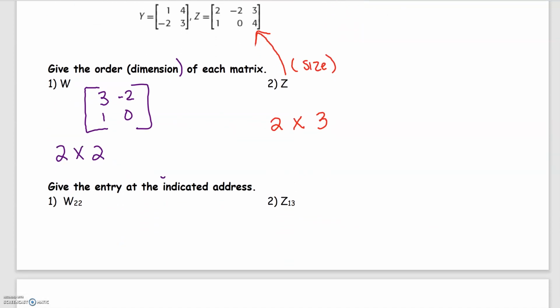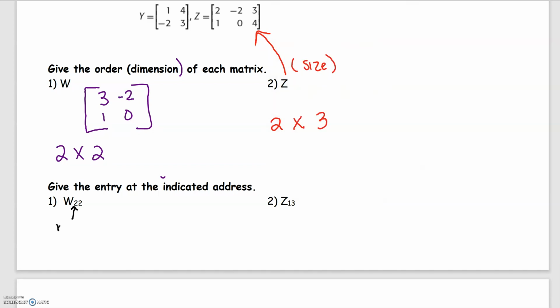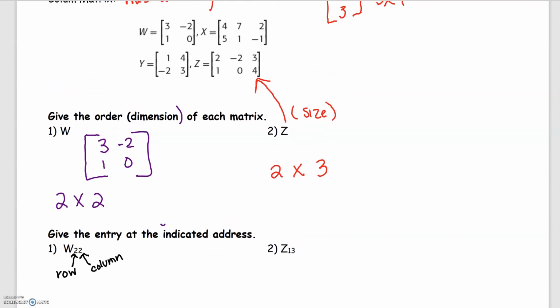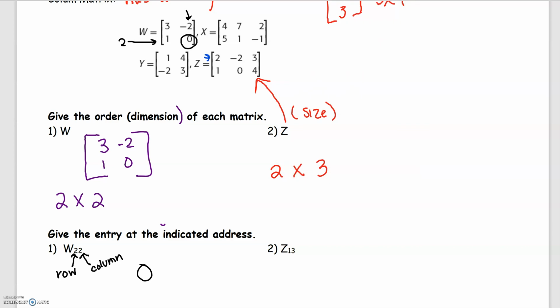The entries are these specific numbers. So remember that first one is our row. The second one is the column, and then which one it comes from, W up here. Okay, so we're going to go to W, and we're going to look in row 2, and we're going to look at column 2. So 0. So go ahead and try Z 1,3. So row 1, third column should have 3.